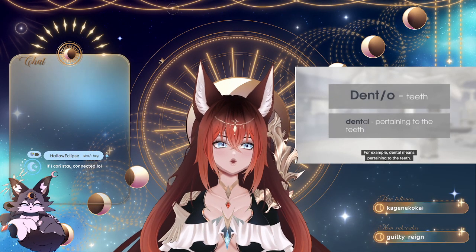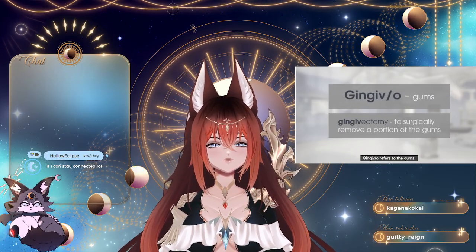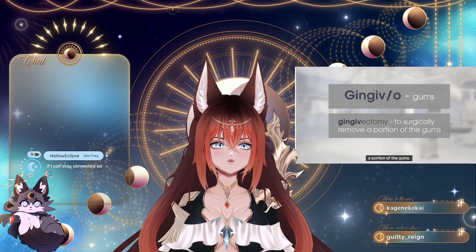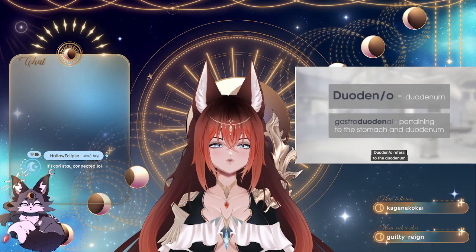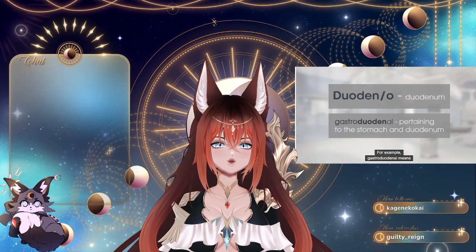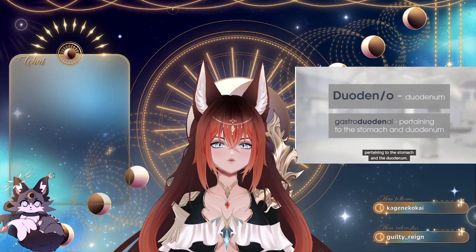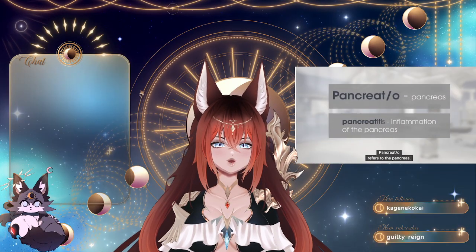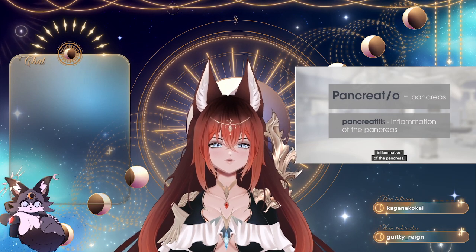Dental means pertaining to the teeth. Gingival refers to the gums. For example, gingivectomy means to surgically cut away a portion of the gums. Duodenum refers to the duodenum, which is the beginning portion of the small intestine. For example, gastroduodenal means pertaining to the stomach and the duodenum. Pancreato refers to the pancreas. For example, pancreatitis means inflammation of the pancreas.